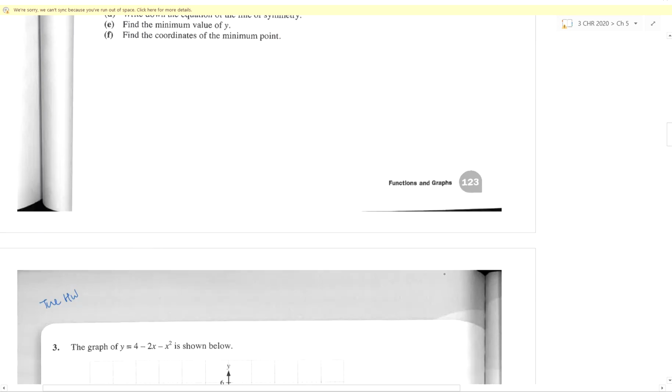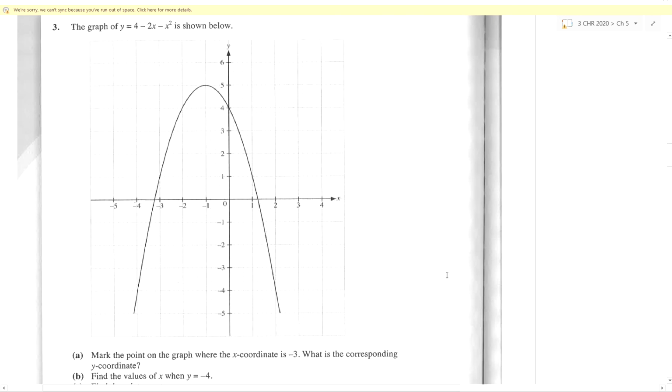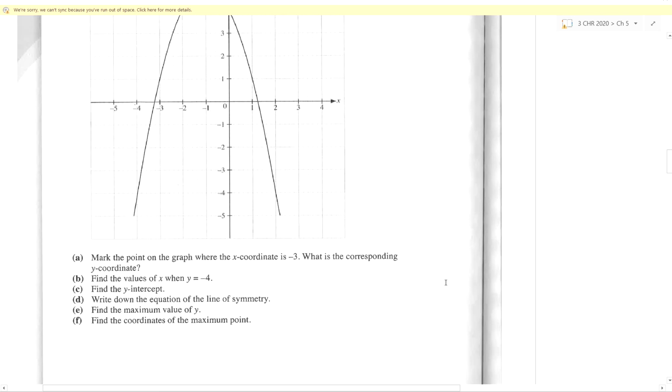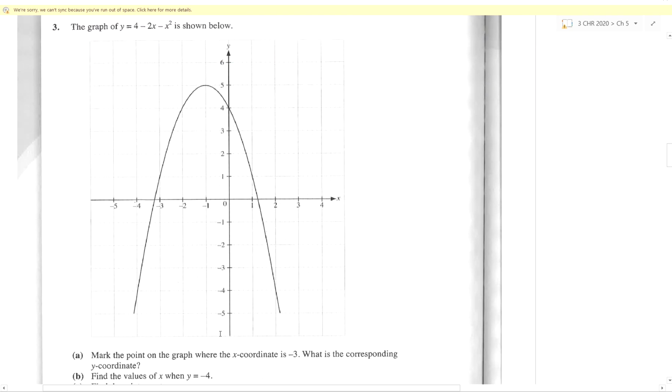So please try question 3 by yourself. It is the same type of question. However, instead of a minimum point, we now have a maximum point. And the line of symmetry, I will give this to you. The line of symmetry is over here. It is a block. This line of symmetry is block -1.